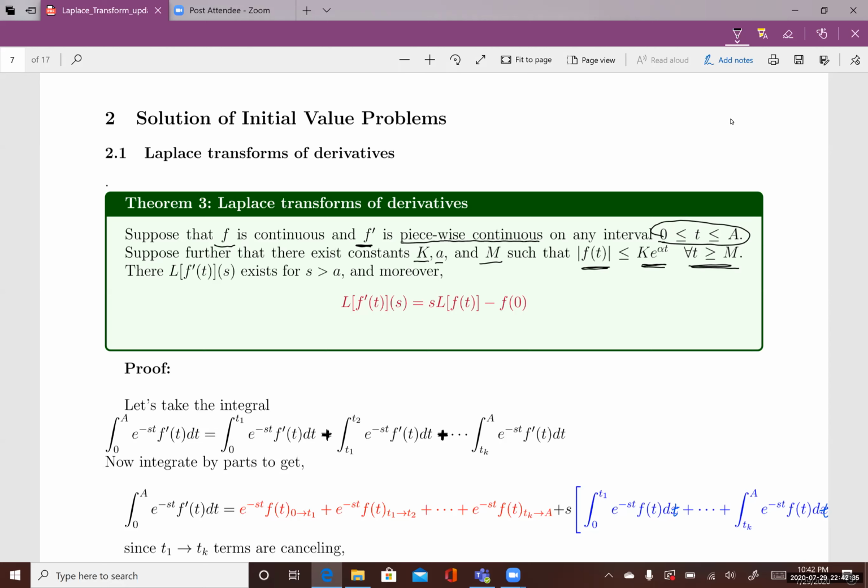Then the Laplace transform of the derivative f prime of t exists for s greater than alpha. Moreover, the Laplace transform of f prime of t equals s multiplied by the Laplace transform of f of t minus f of 0, where f of 0 is the initial value of this IVP.